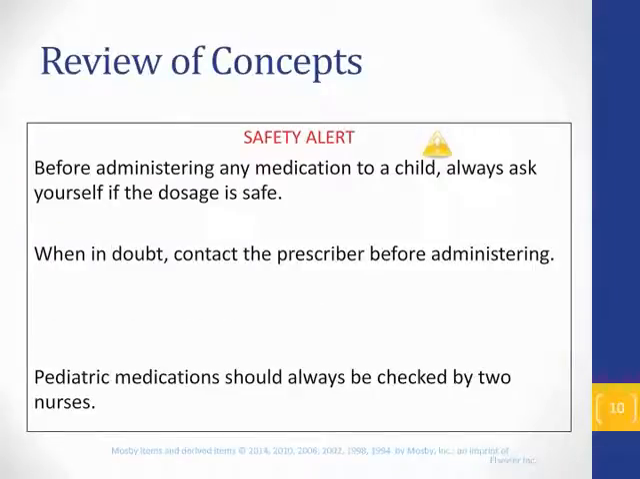One more time, let me tell you, before administering any medication to a child, always ask yourself if the dosage is safe. When in doubt, contact a prescriber before administering. If you have double-checked yourself, you've checked with another nurse, and it still seems out of the range of within normal, check with the prescriber before administering the medication. And again, I'm going to remind you, pediatric medication should always be checked by 2 nurses.